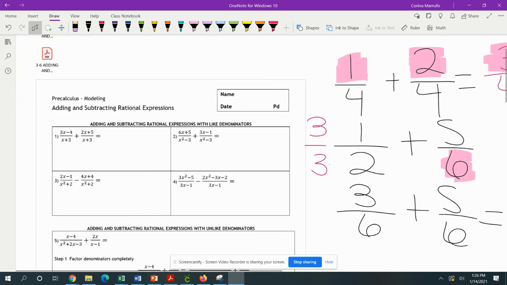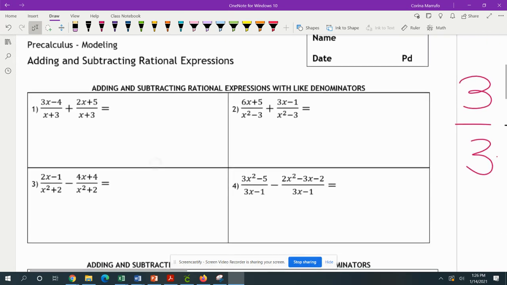Okay. So if we look here, we're adding and subtracting rational expressions with like denominators. So if we notice here, we do have a common denominator, x plus 3, x plus 3. So then all we got to do is focus on the numerator. So with 3x and 2x together, we're going to combine our like terms. That gives us 5x. And then we have -4 and +5, and that gives us +1. All right, and then your denominator, you leave it the same. You just leave it as x plus 3. You don't write it twice, okay? It's just x plus 3.